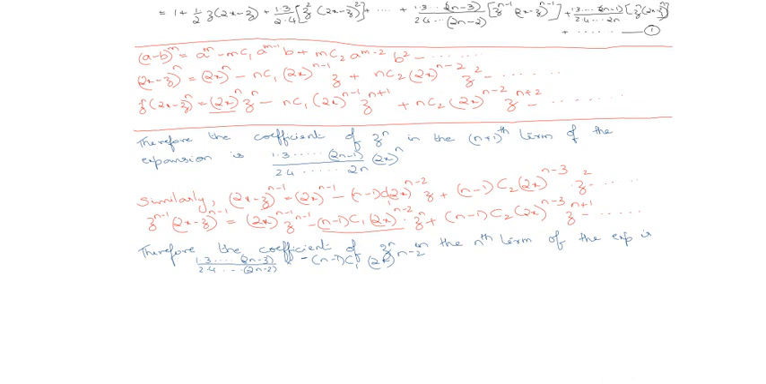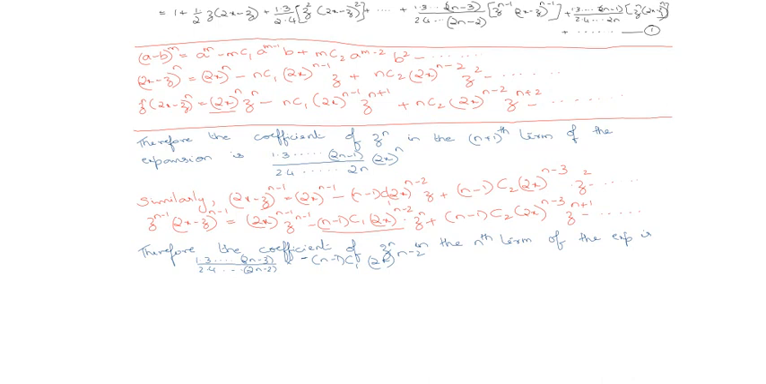Now what we need is z raised to n into (2x minus z) the whole raised to n. (2x minus z) the whole raised to n is already written here. Now we need to multiply it with z raised to n. So z raised to n into (2x minus z) the whole raised to n is equal to (2x) raised to n into z raised to n minus nC1 into (2x) raised to n minus 1 into z raised to n plus 1 plus nC2 into (2x) raised to n minus 2 into z raised to n plus 2 minus etc.